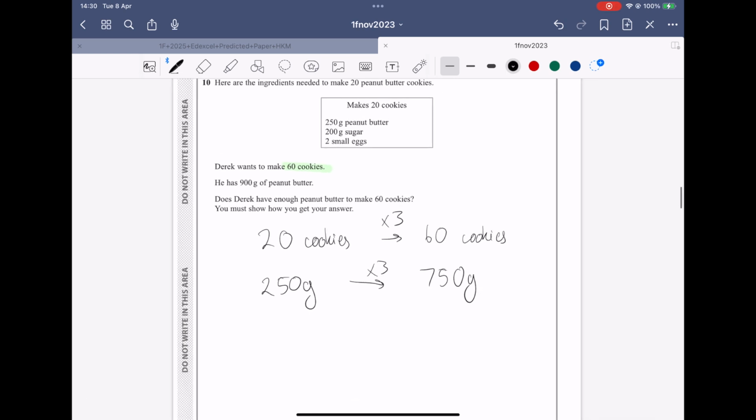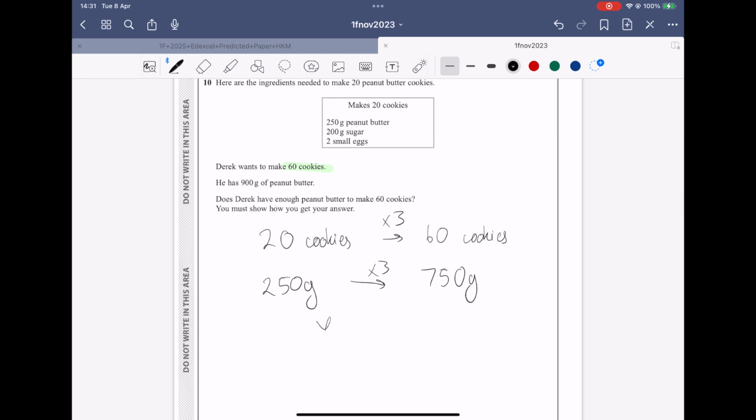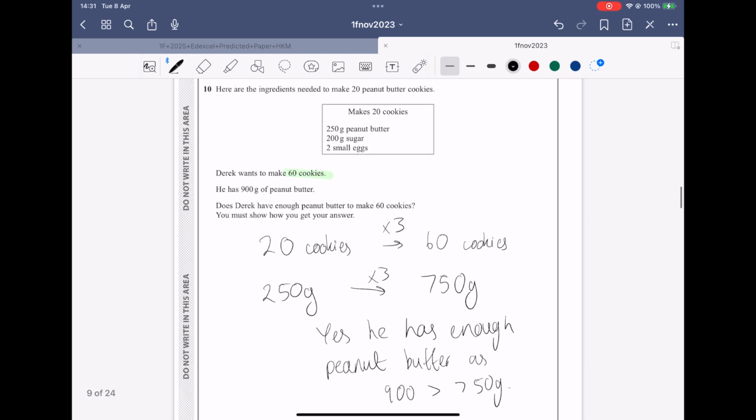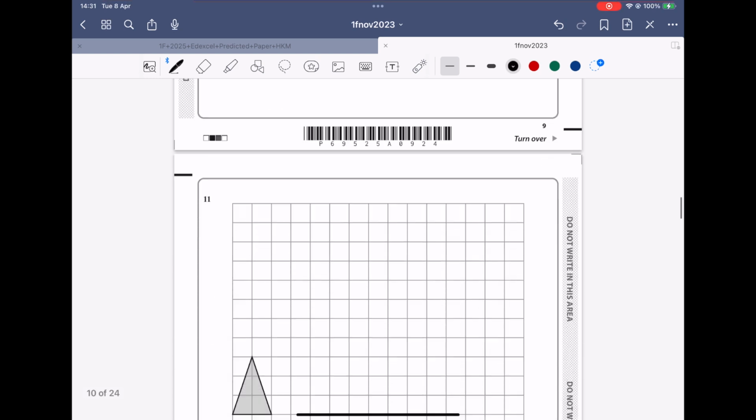Alright, so does he have enough peanut butter? Yes, he has enough peanut butter, as 900 is greater than 750 grams. He only needs 750, he's got 900. Really nice one, that one, really nice.